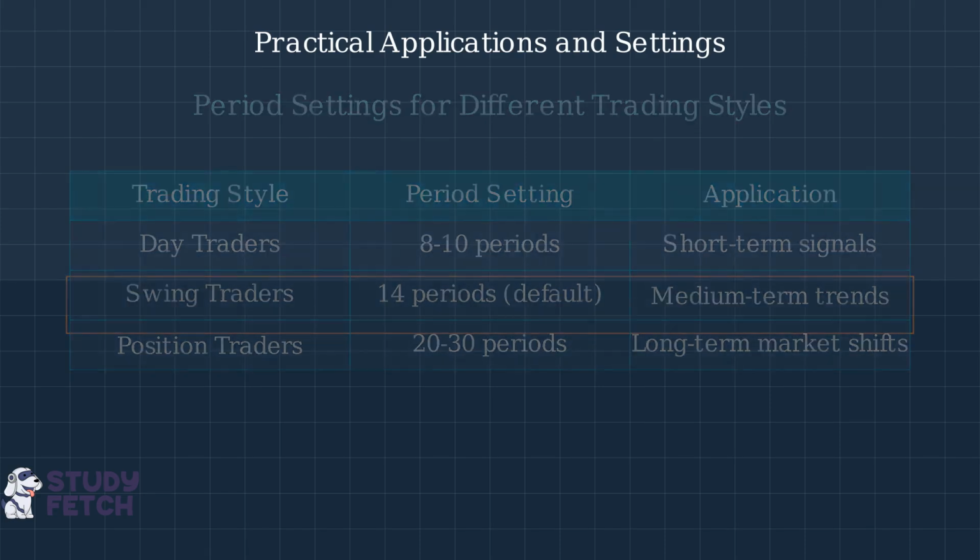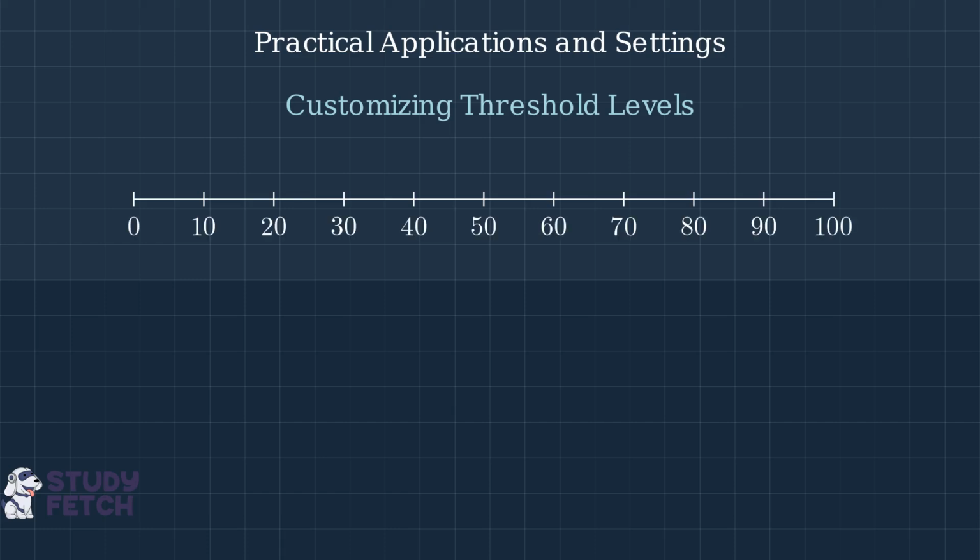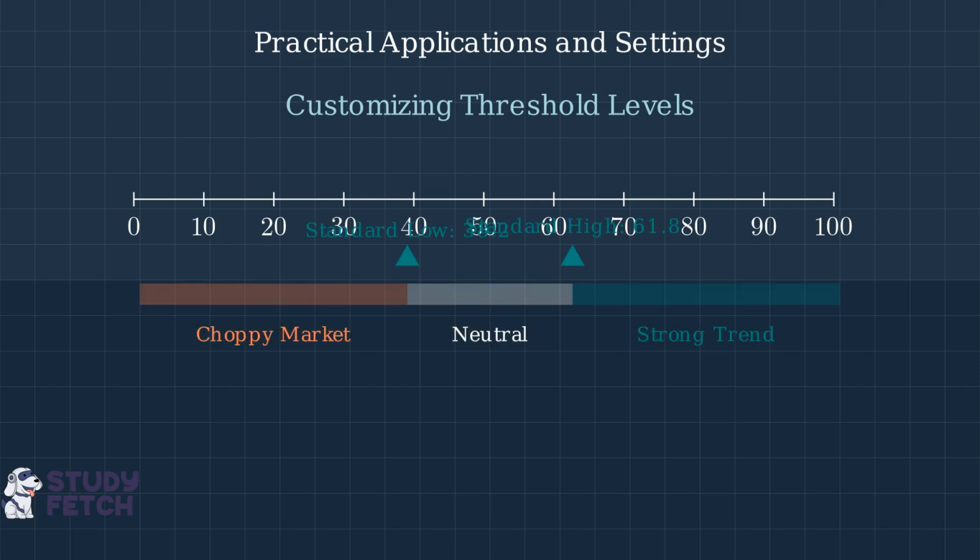Many trading platforms allow customization of threshold levels beyond the standard 38.2 and 61.8 Fibonacci values. The standard thresholds classify markets into 3 states: choppy markets below 38.2, trending markets above 61.8, and neutral conditions in between. Some traders adjust these thresholds based on market characteristics and trading style. For instance, using more aggressive thresholds like 30 and 70 to better filter market conditions.